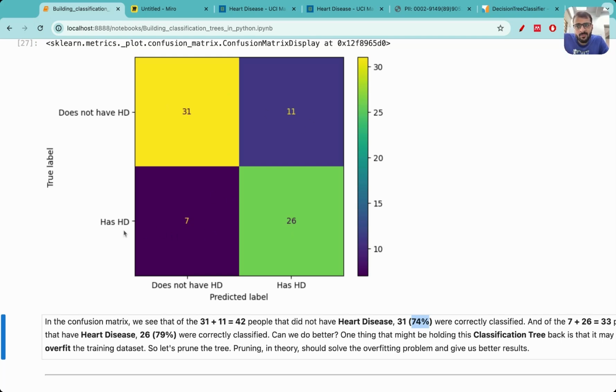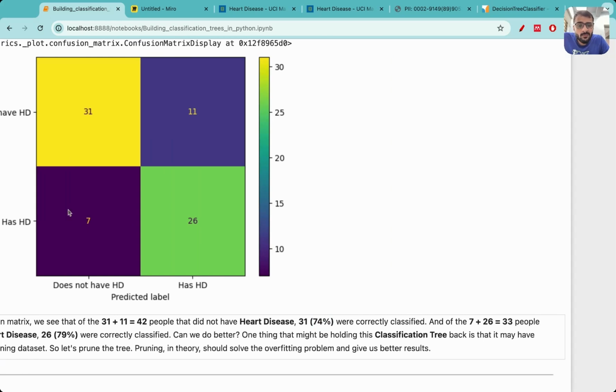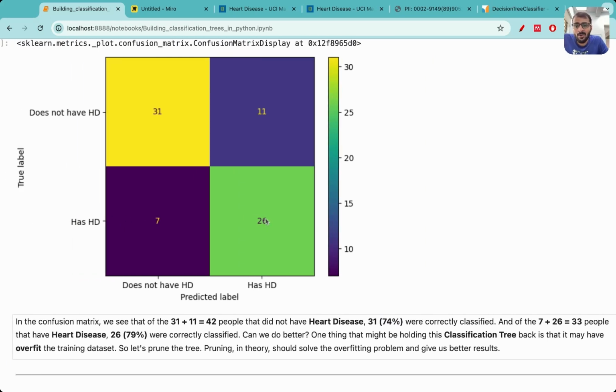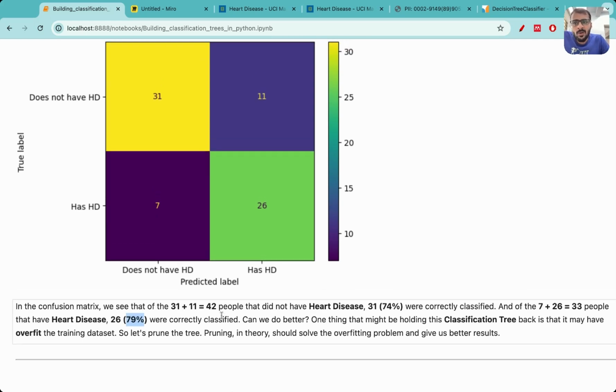Now, let's look at the bottom row, which is people who had heart disease, right? And we have classified 26 correctly. Out of a total of 33, which is 7 plus 26, 26 were classified correctly and 7 were classified wrongly. Their true label was that they had heart disease, but we predicted that they do not have heart disease. So 7 out of 33 means 21% were incorrectly classified, or 79% were correctly classified. So overall, out of the people who did not have heart disease, our accuracy is 74%. And out of the people who did have heart disease, our accuracy is 79%.